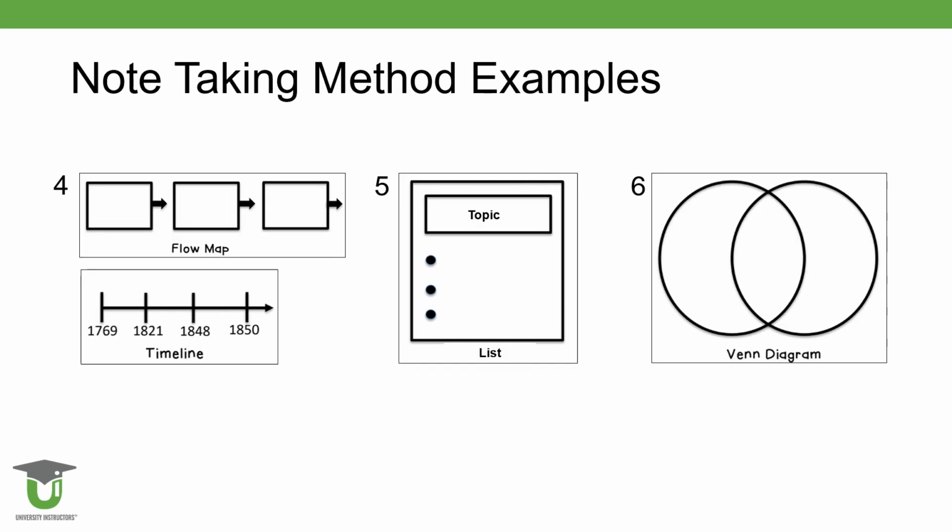More examples include the following. Flow maps and timelines provide a linear way for students to capture their thinking, help students determine cause and effect, give students a sense of perspective, and show changes over time.